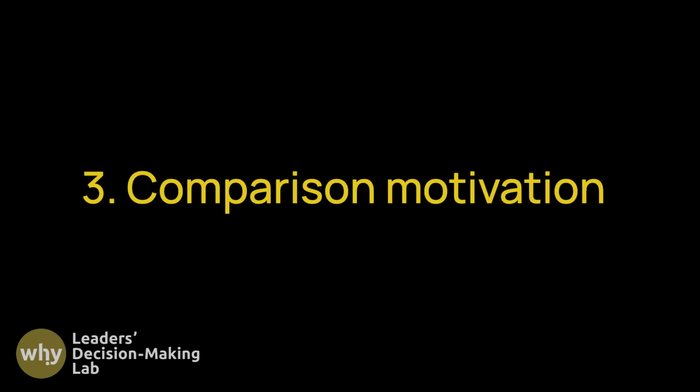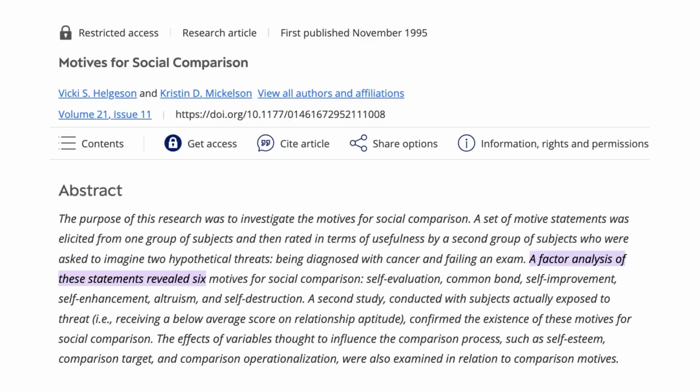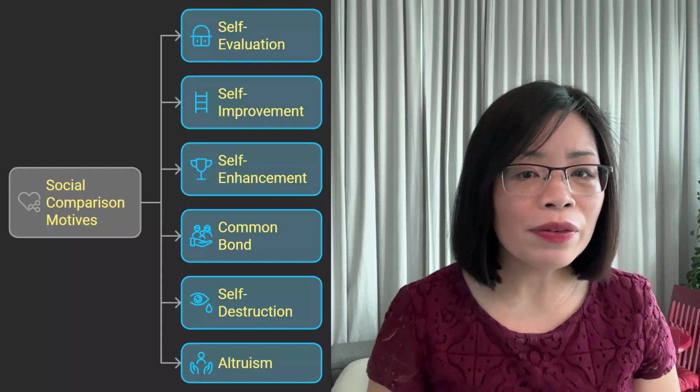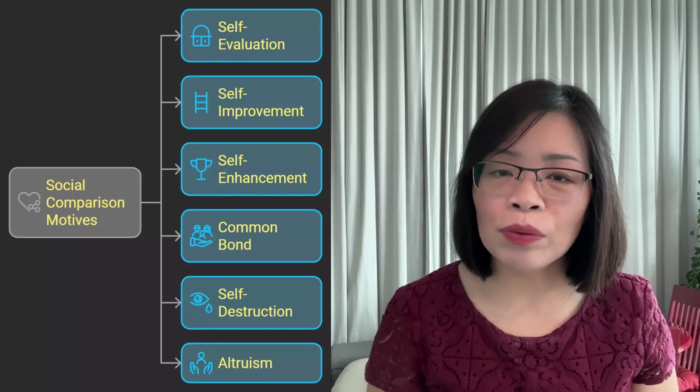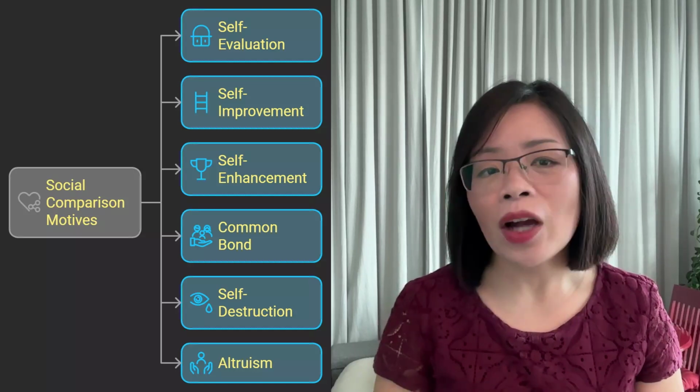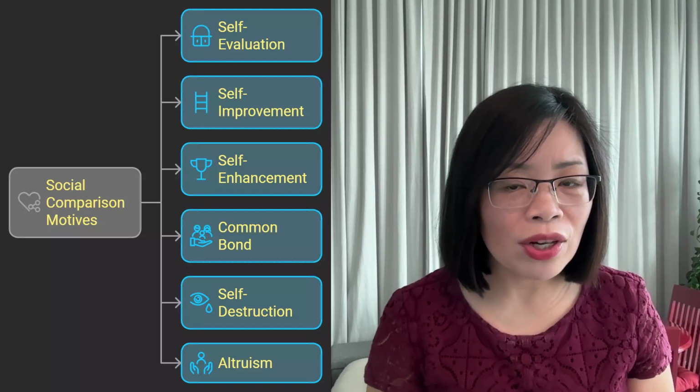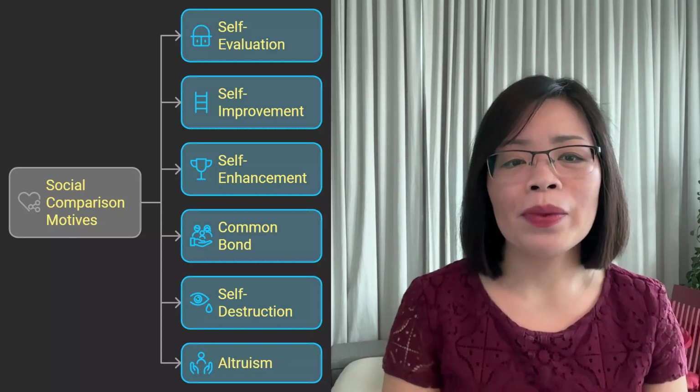The third aspect of social comparison is comparison motivation. Why do we compare ourselves to others? It's not as simple as you may think. In an article titled Motives for Social Comparison, published in Personality and Social Psychology Bulletin in 1995, 6 primary motives for social comparison were identified: self-evaluation, self-improvement, self-enhancement, common bond, self-destruction, and altruism.